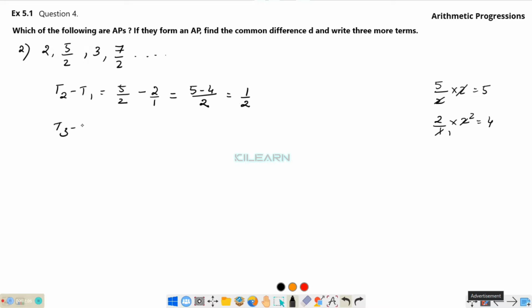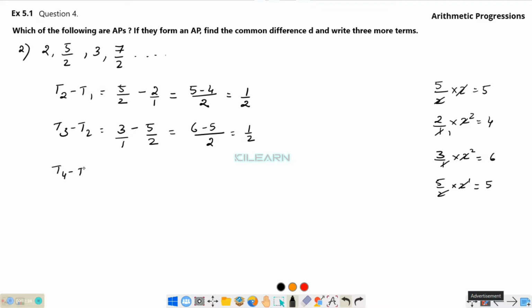If I do T3 minus T2, 3 minus 5 by 2. Again, because of the fraction, the LCM will be 2. When I solve 3 by 1 into LCM, it's 2, 2 threes are 6, and 5 by 2 into 2 gets cancelled, to get 5. 6 minus 5, again it gives us 1 by 2.